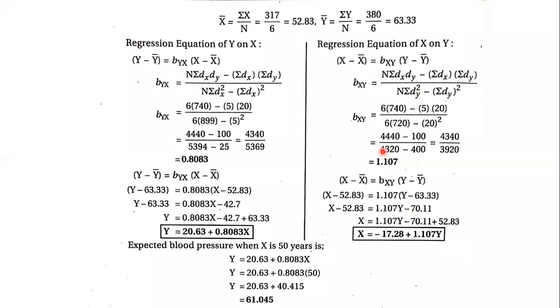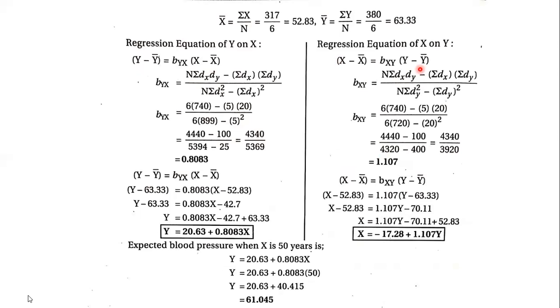Coming to the denominator, 6 into 720 minus 20 square is 400. So 4340 by 3920, the regression coefficient bxy is 1.107. So this is the regression coefficient that we found out. These are the regression coefficients. Now let us apply this byx into this equation and bxy into this equation.